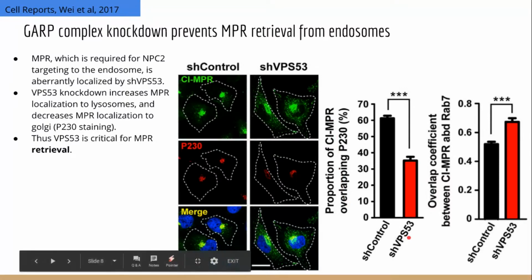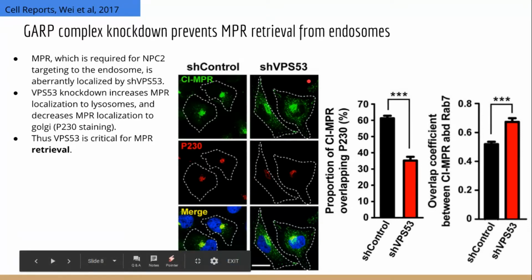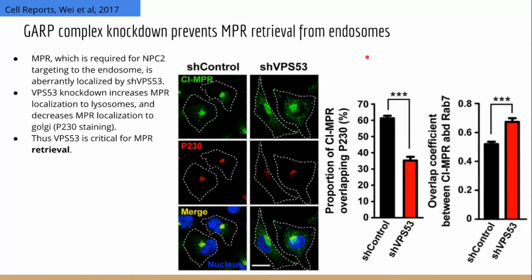So when VPS53 is knocked down, we see the proportion of MPR localizing to the Golgi, indicated by P230, is decreased. There's about half as much MPR in the Golgi when VPS53 is knocked down. In contrast, when VPS53 is knocked down, we see about 20% increased amount of MPR in the lysosomes. So in other words, the MPR receptor is not making it back to the Golgi. It's stuck in the endosome, so it's not being retrieved back to the Golgi.